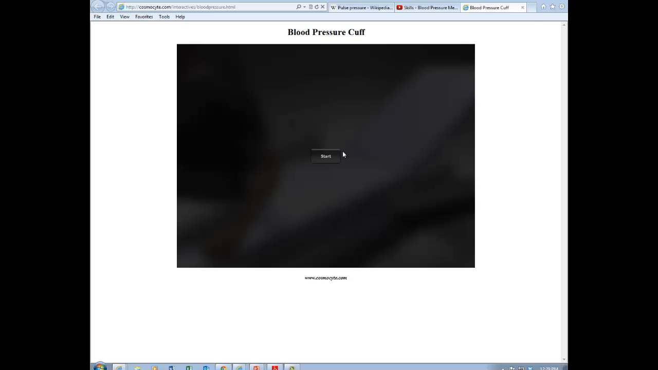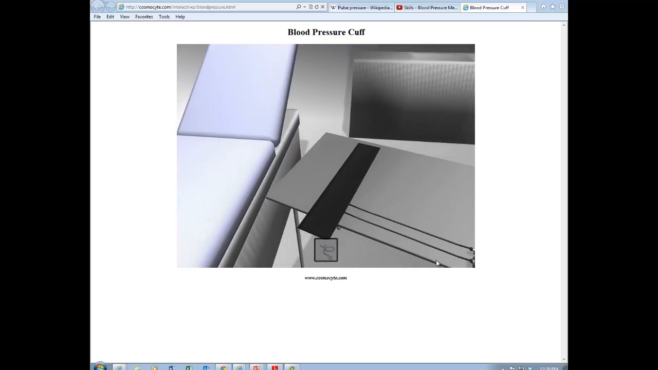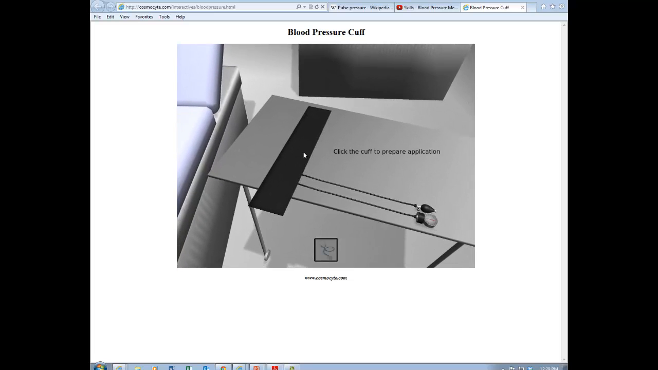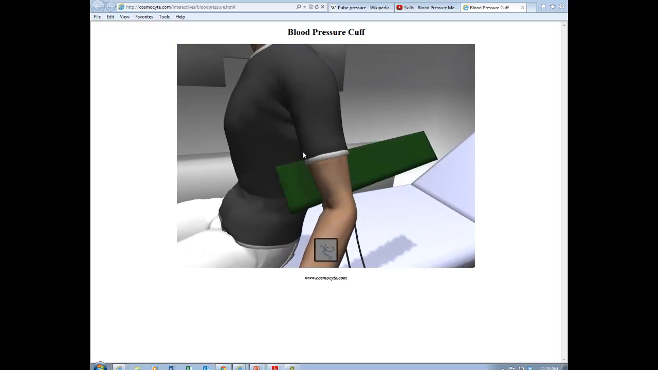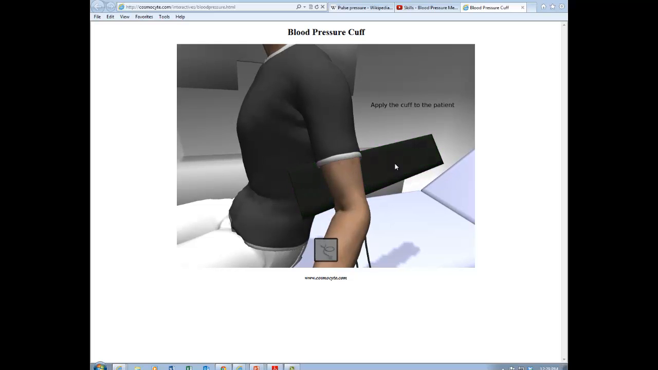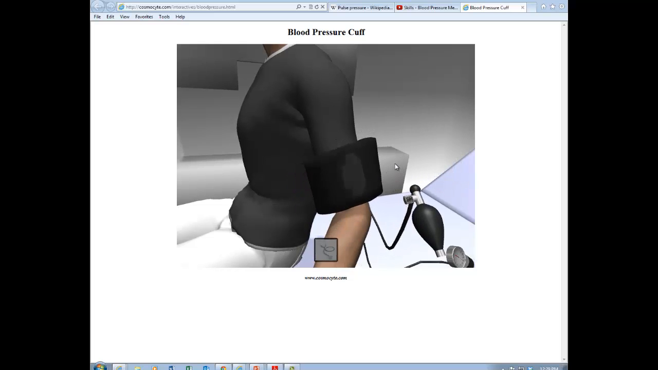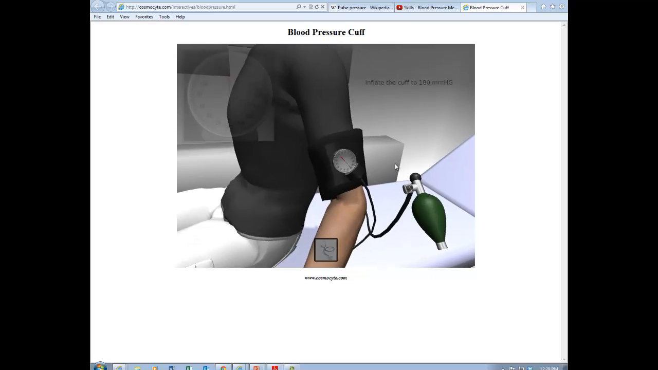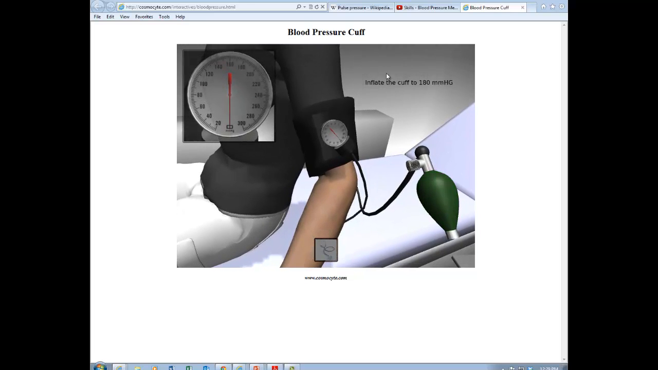So we're going to click on the blood pressure cuff, place it on the arm, and we're going to inflate the cuff to 180 millimeters of mercury, watching the gauge here. I'm just going to press on it. All right, and then we're going to apply the stethoscope to the brachial artery.